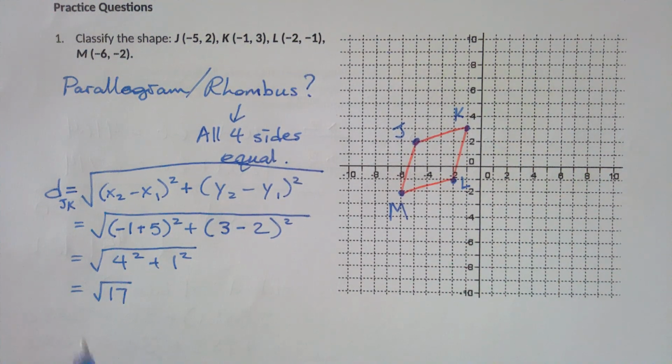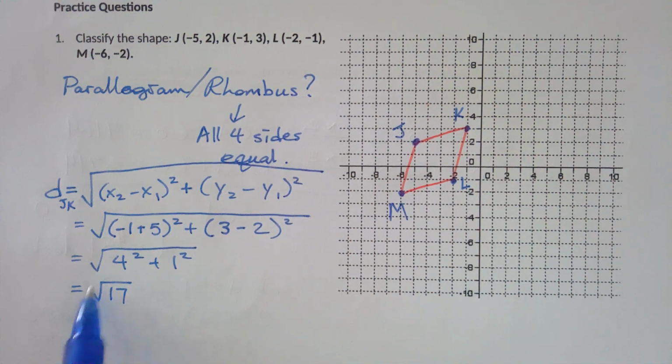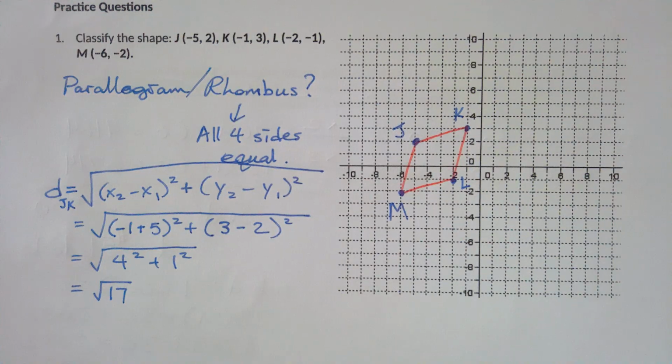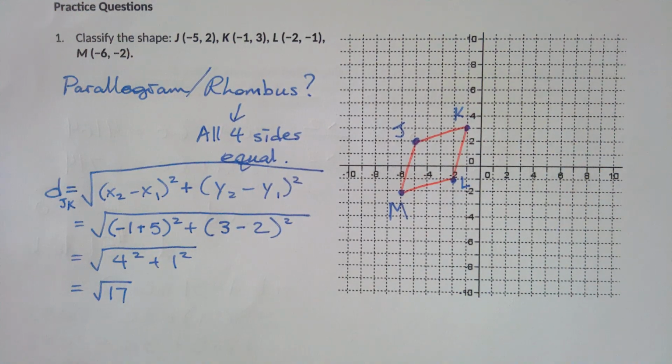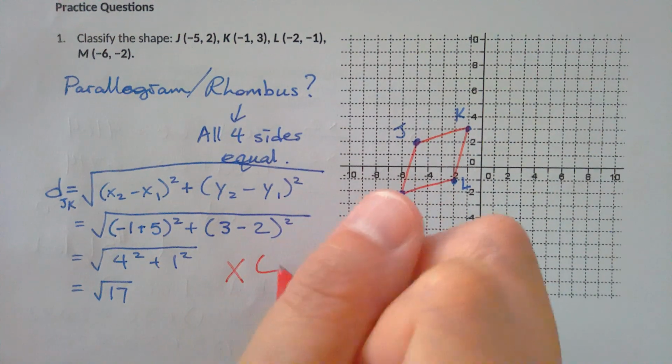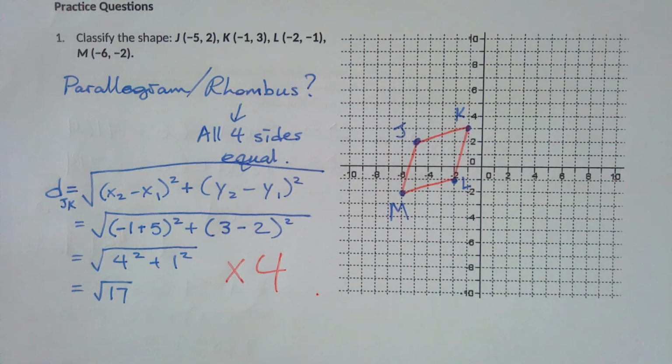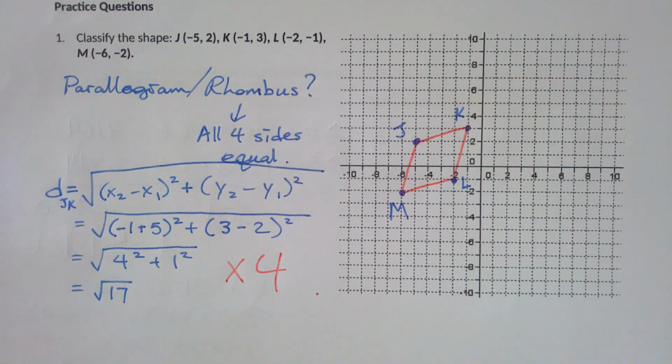All right. On the exam, you don't need to change this to a decimal. You can just leave it as square root 17. Okay. This is a radical form. How many times do I have to do this? 4 times. Yes. All right. So for the sake of timing, I'm not going to do it 4 times, but you guys would have to do it 4 times on the test. But other than that, what else do I have to check?